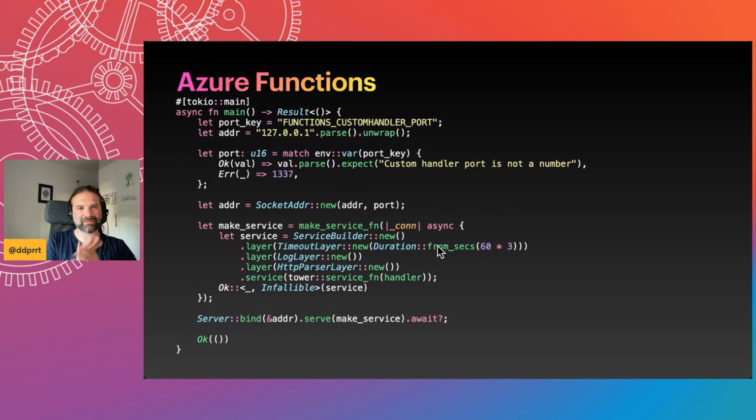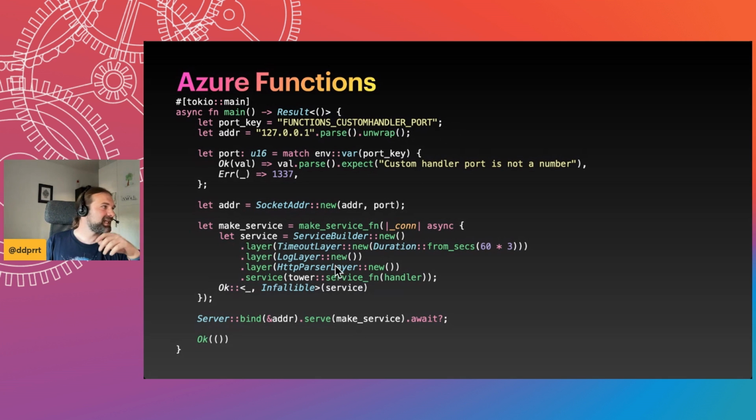This is how we are doing it in Azure Functions. We are creating an HTTP server. I'm using here Hyper. I'm not using a framework, just Hyper as it is. I have a port key, the function is custom handler port. I let it listen on localhost. So you have to listen to this port if you want to attach it to Azure Functions. This is how the function host is communicating with your server then.